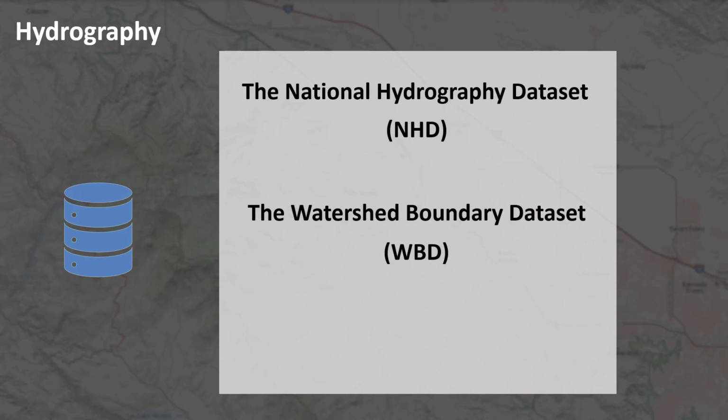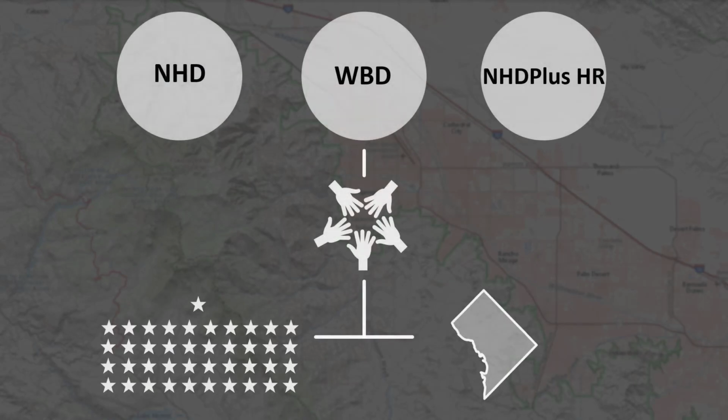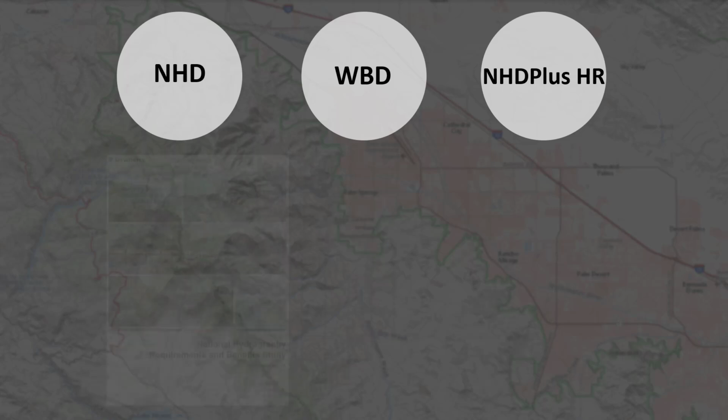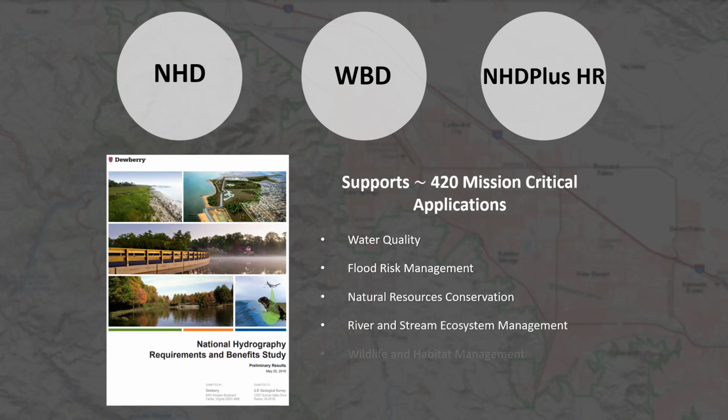NHD and WBD, along with the 3D elevation program data, are used to produce the NHD Plus high resolution. These are the most up-to-date and comprehensive geospatial datasets depicting the nation's hydrography. These datasets have been created and maintained in cooperation with a network of data stewards that includes agreements with 41 states and the District of Columbia. These national hydrography datasets support 420 mission-critical applications with federal agencies, states, tribal governments, and national associations.